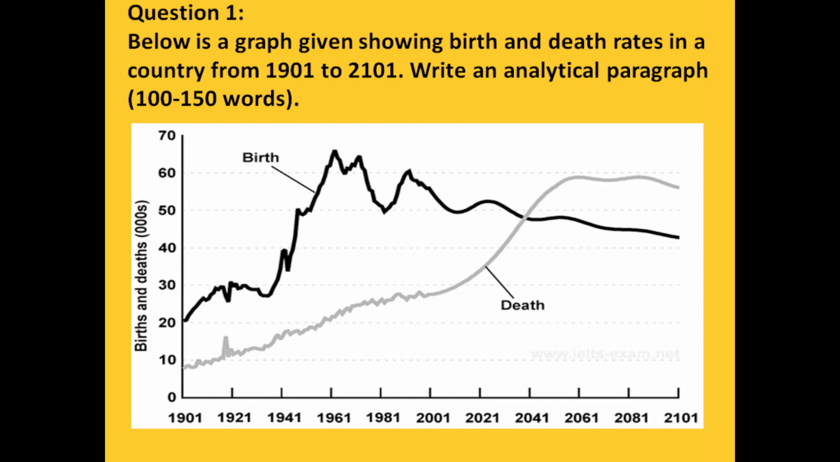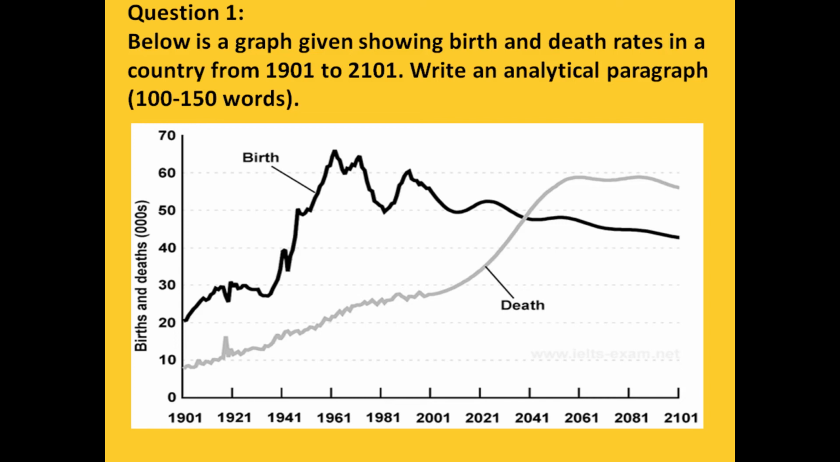Below is a graph showing birth and death rates in a country from 1901 to 2101. Write an analytical paragraph in about 100 to 150 words. So you see, the gray line is showing the death rate, and the black line is showing the birth rate.